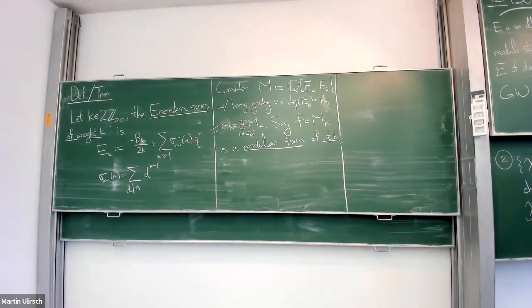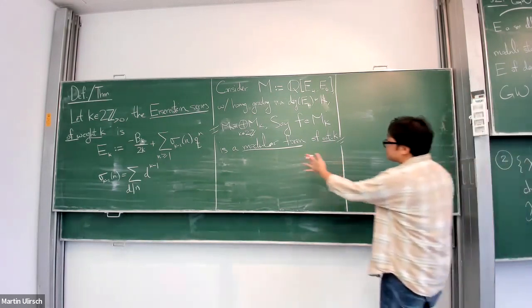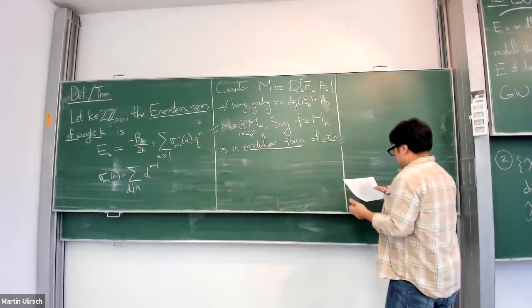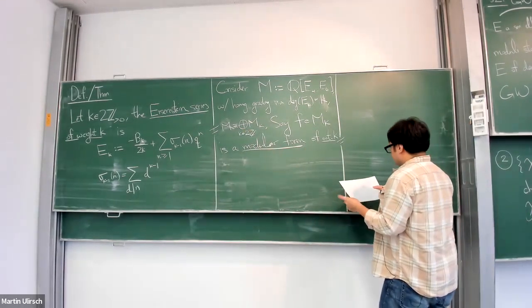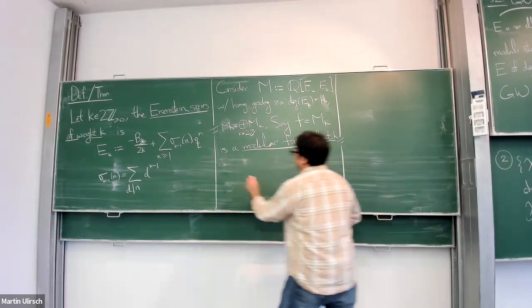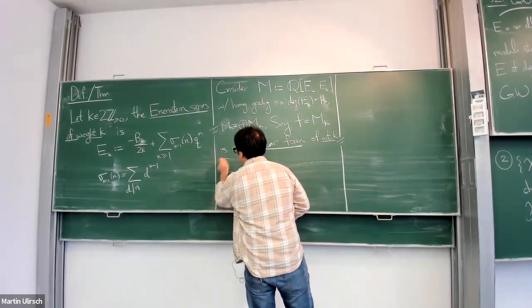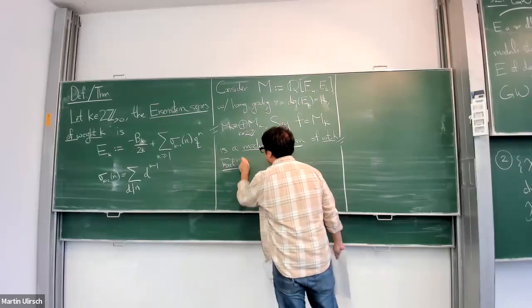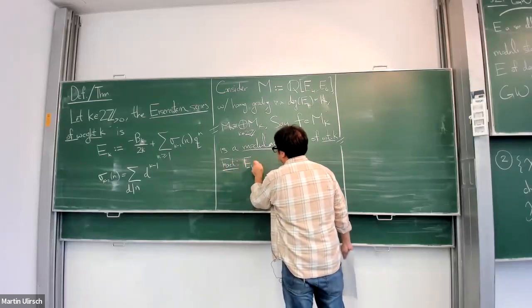So a modular form of weight k is anything sitting in M sub k, and in particular, it turns out, as a fact, that E sub k is always modular.